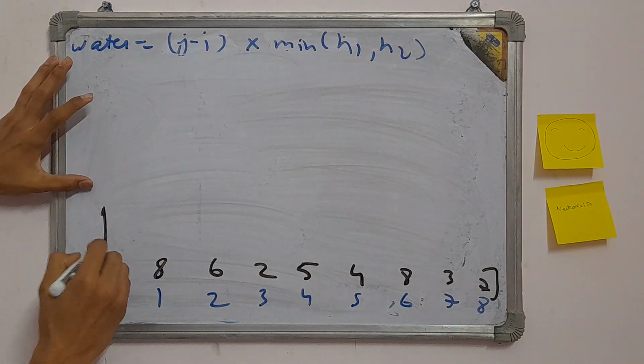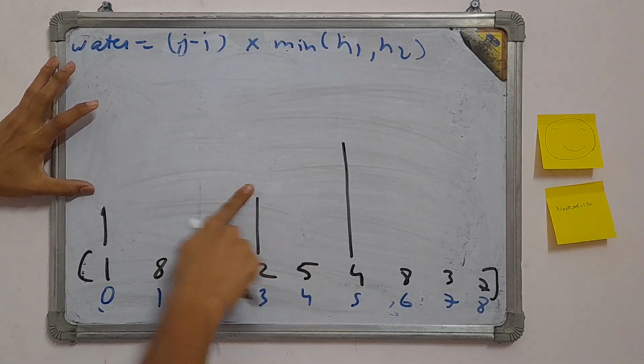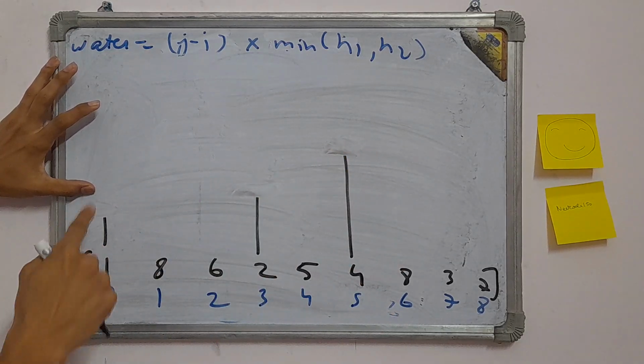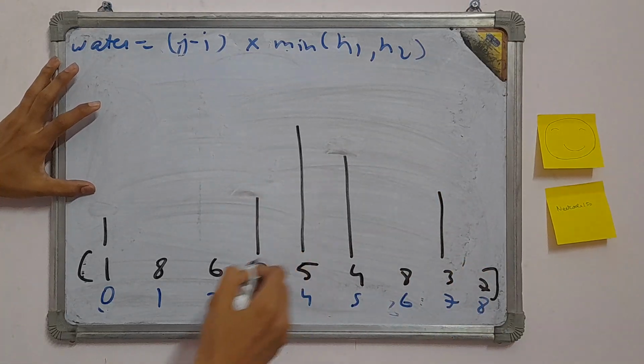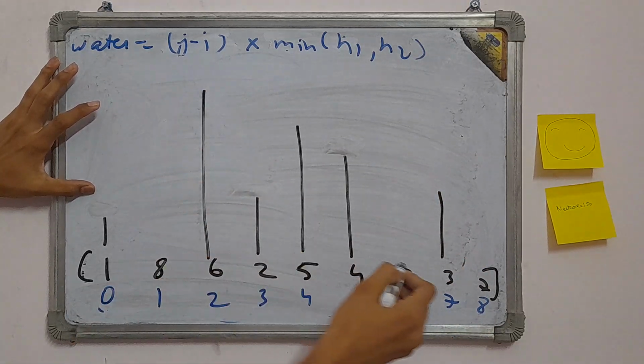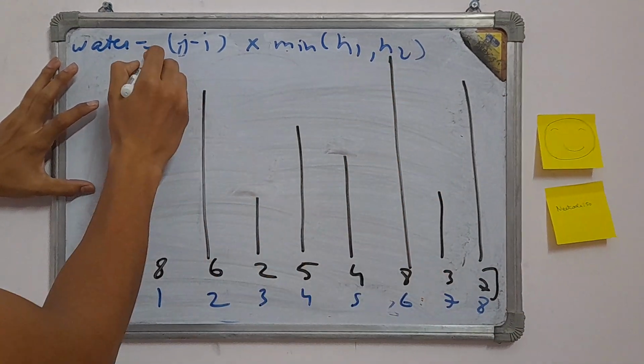1 is the smallest, so 1. And then 2 is a little bit bigger. Then 4 is double of this. Okay, now it's good. 1, 2, 4. 3 is a little bit smaller. And then 5 is a little bit bigger. 6 is even bigger, and then 7 is even bigger than this. And 8 is the highest. So 8 we have 2 times.